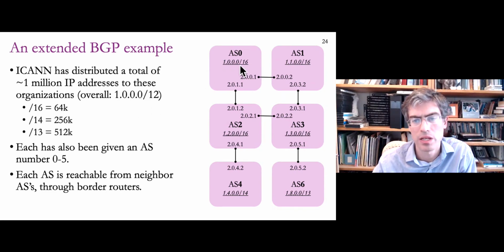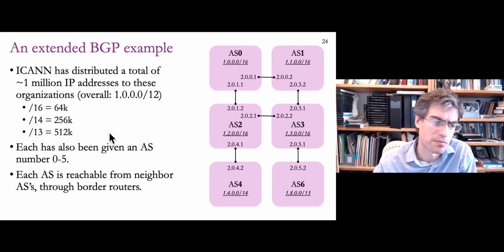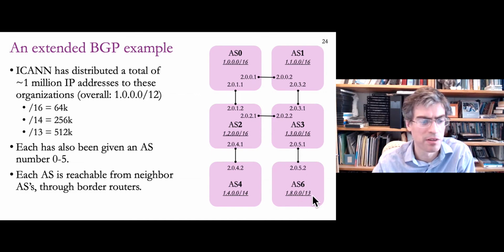So the 1.0.0.0/12, you can see different parts of that are distributed here, distributed to these different 6 ASs. It's not super important, but the sizes of the chunks are different. So we have the top 4 have a smaller number of IP addresses than the bottom ones. And each autonomous system has a number between 0 and 5. Well, this one is 6. Maybe this one should have been 5. Anyway, there are 5 different autonomous system numbers.